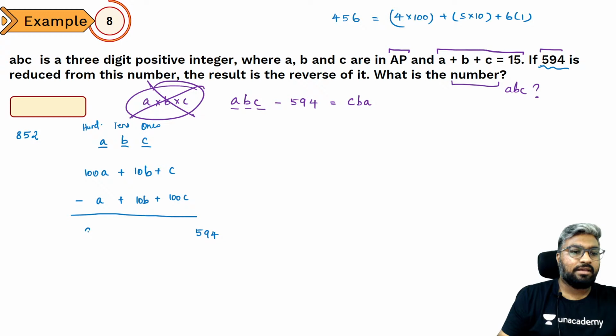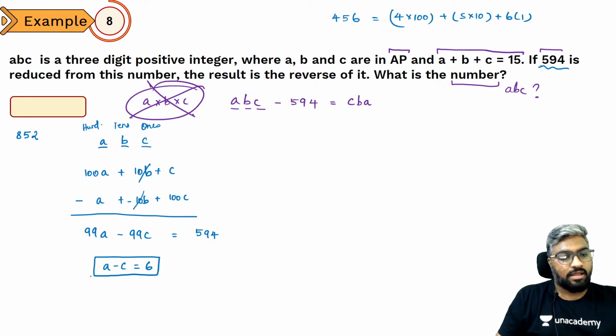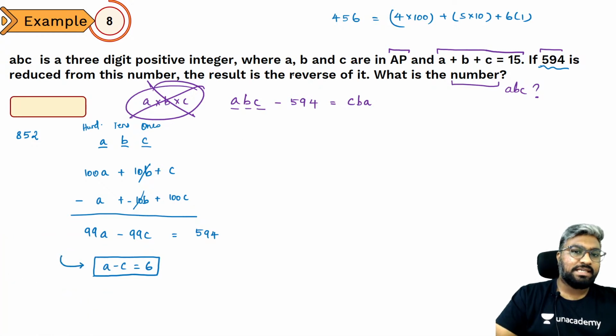So let's subtract it. 100A minus A, 99A. 10B minus B, cancel, 0. C minus 100C is minus 99C. So 99A minus 99C is 594. 99 को common लिया. A minus C is 594 by 99, which is 6. This is one part which will help us answer this question. What's the other part? ये AP में, these are in AP and the sum is 15.